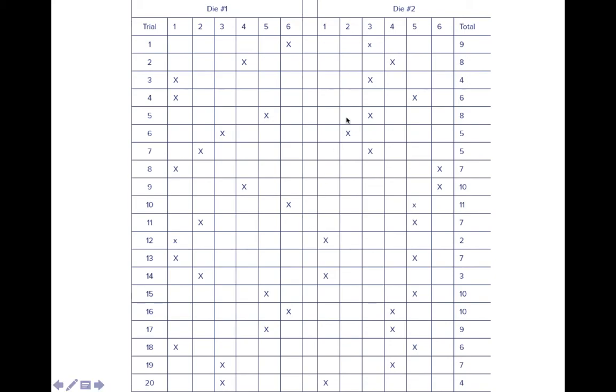So on die 1, for roll 1, I got a 6, and on die 2, I got a 3. So the total from those was 9. And on roll 2, I got a 4 and a 4, and the total was 8. And roll 3, a 1 and a 3, and the total was 4, and so forth. So you're going to fill out your chart by rolling these 2 dice 50 different times, and then you're going to record your totals. And then, of course, it's going to ask you questions about relative frequency, which is going to require you to add up some of your totals here.